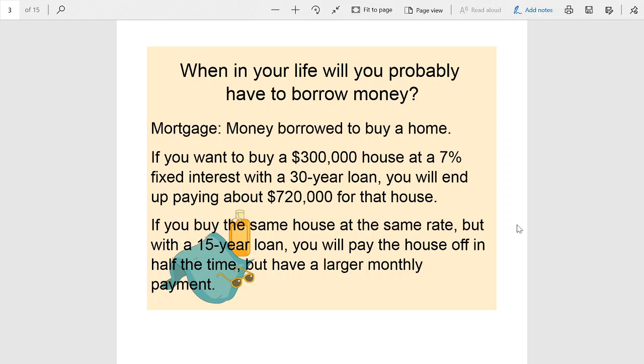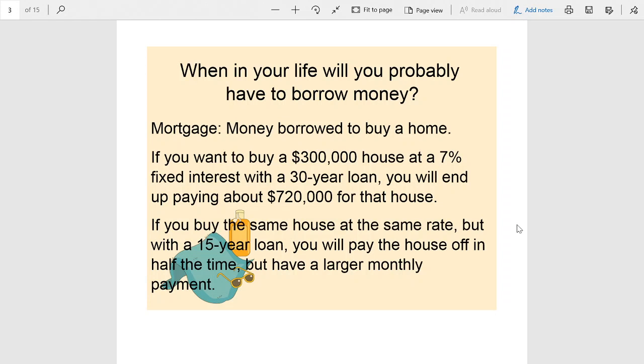Because remember, borrowing money is going to cost you quite a bit. A bank or loan company is not just going to give you that money for free and say, oh yeah, that's just fine if you borrow our money for 30 years. No, you have to pay them something to borrow that money. In this case, 7% at 30 years is going to cost you about $420,000 to borrow that money.